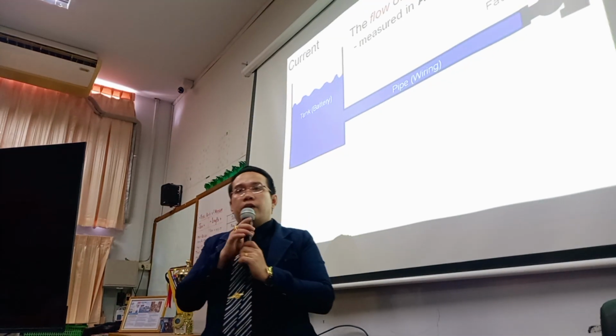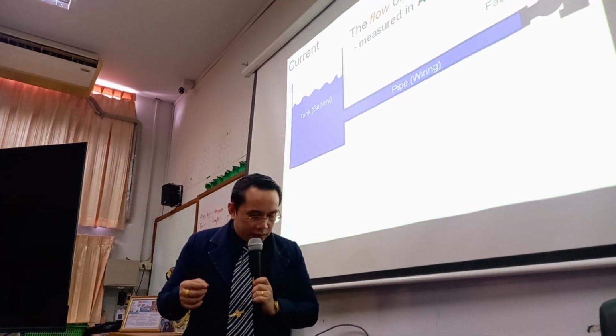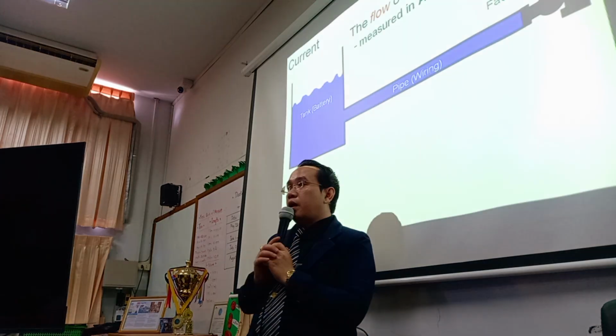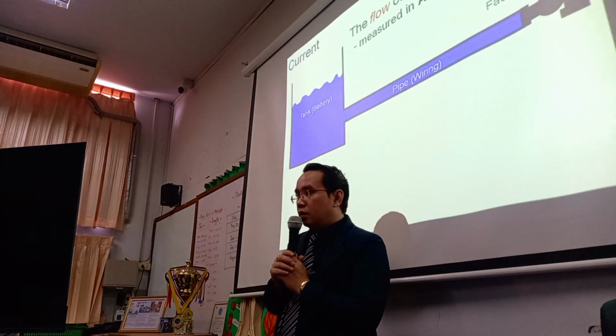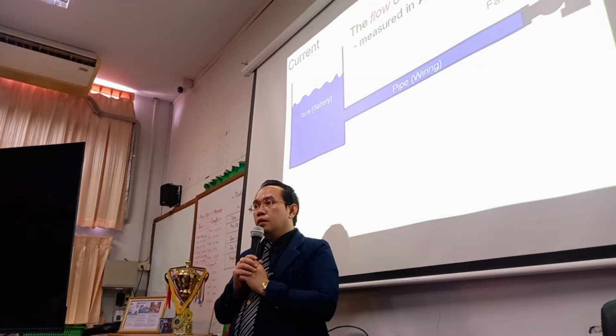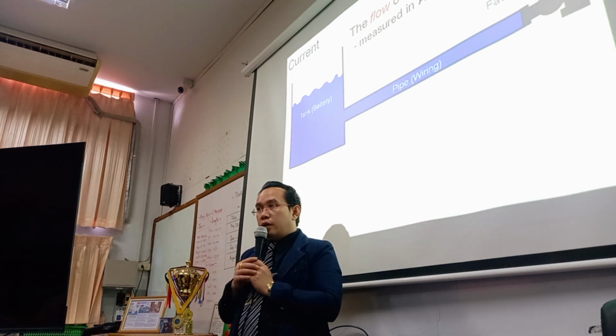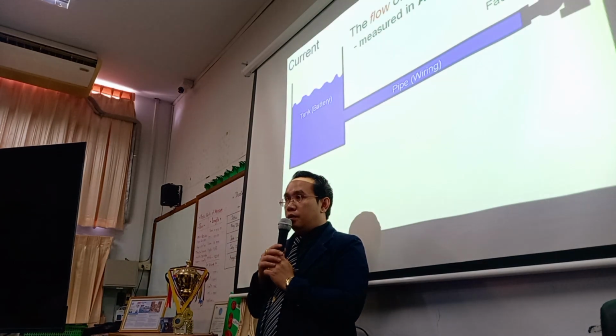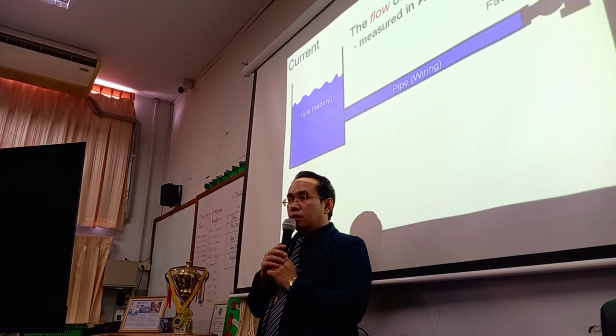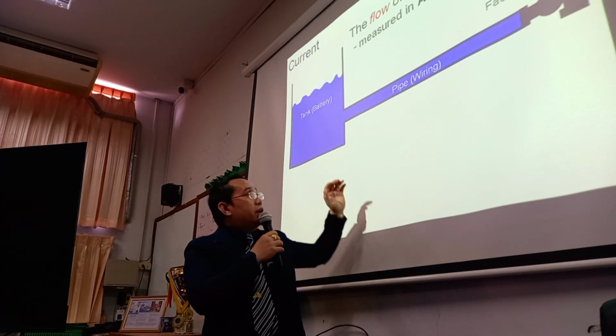So let's find out how to determine the current. What are the various indicators when we determine current? Current is the flow of electric charge measured in ampere or A. So we try to base it on another situation.